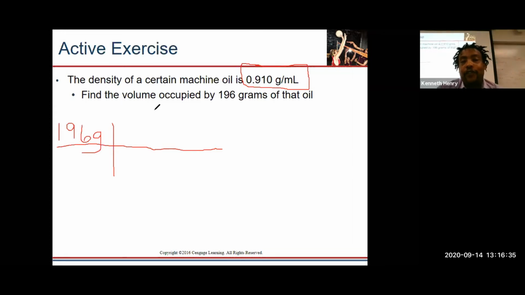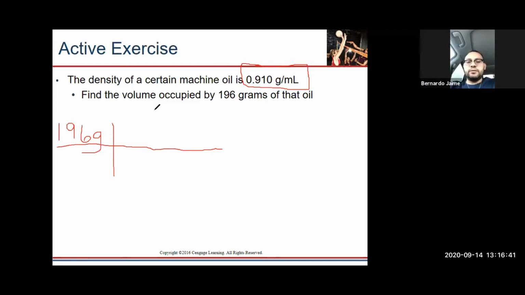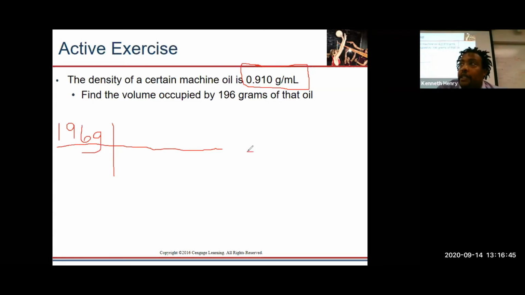So what is the unit for volume? What is the unit for volume? Milliliters. So we want our answer in milliliters. Okay, so we always want to start off with what we're given. Ideally, we don't want to start off with an equivalency, but sometimes we can't help it. Here we can help it, right? So how can I change these grams to milliliters using our equivalency?